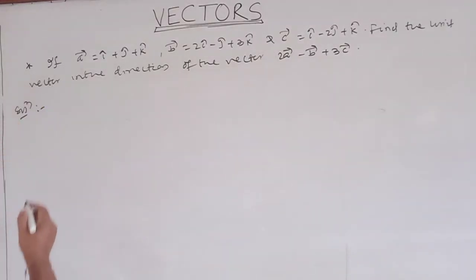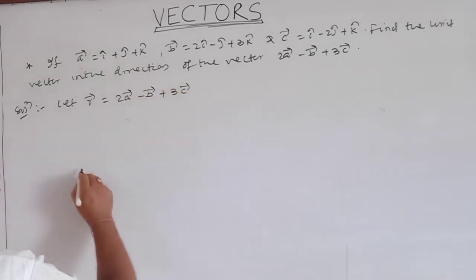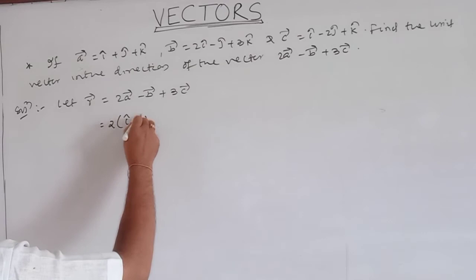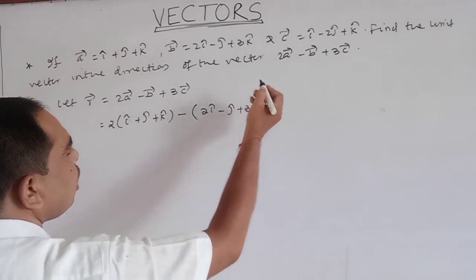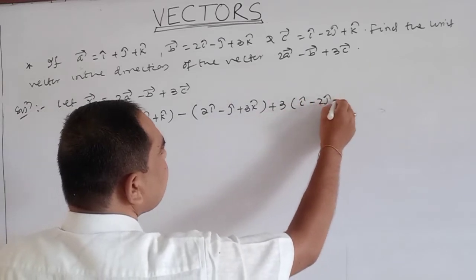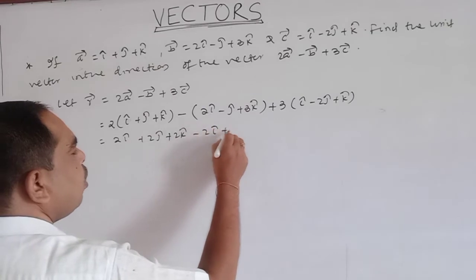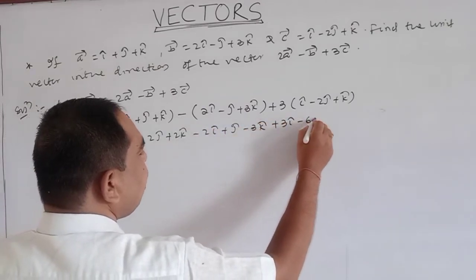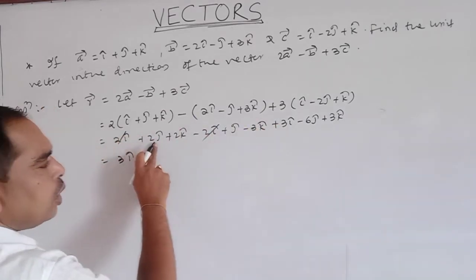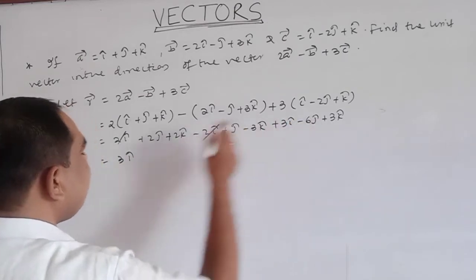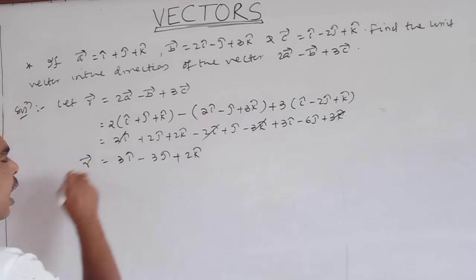Let R vector be equal to 2a vector minus b vector plus 3c vector, which is 2 into (i cap plus j cap plus k cap), minus b vector means 2i minus j plus 3k, plus 3 times c vector means i minus 2j plus k. Simplify this: 2i plus 2j plus 2k minus 2i plus j minus 3k plus 3i minus 6j plus 3k. So 2i minus 2i cancels, plus 3i. 2j plus j is 3j, minus 6j is minus 3j. 2k minus 3k, minus k, plus 3k, gives plus 2k. This is R vector.